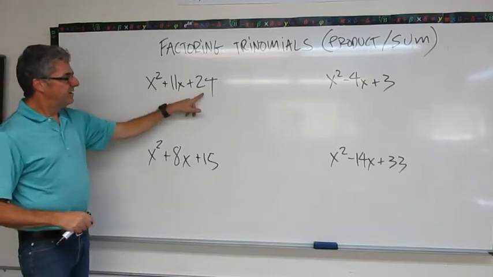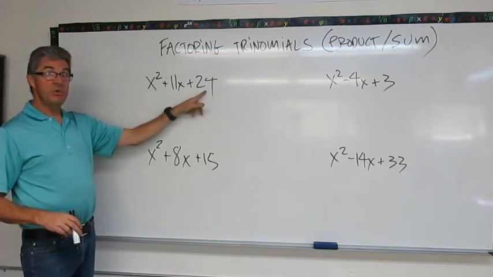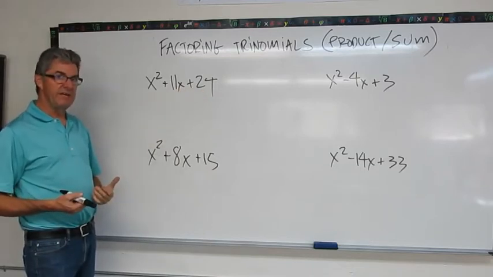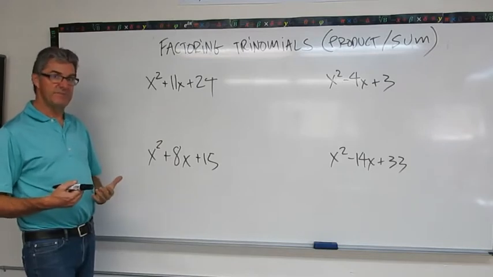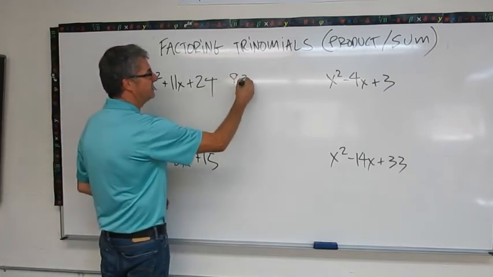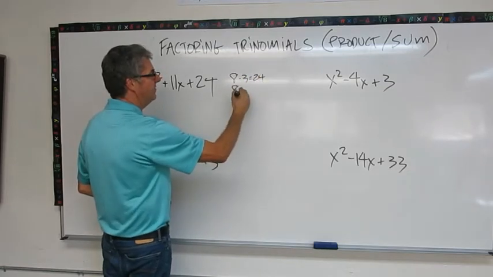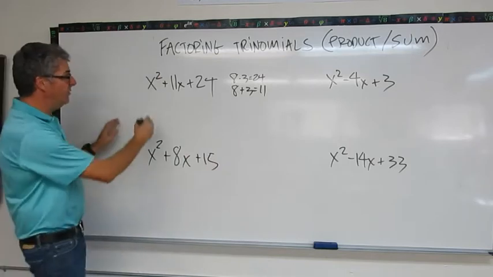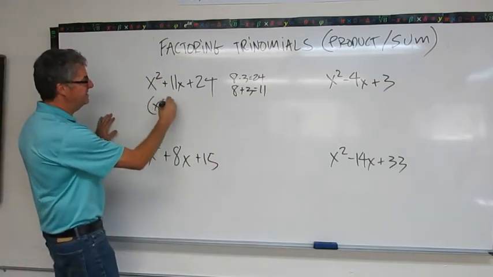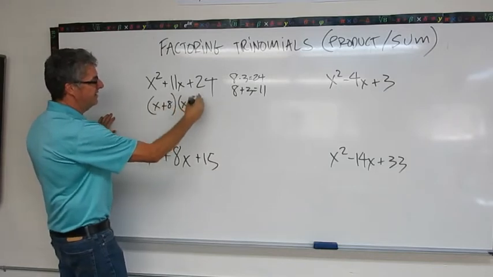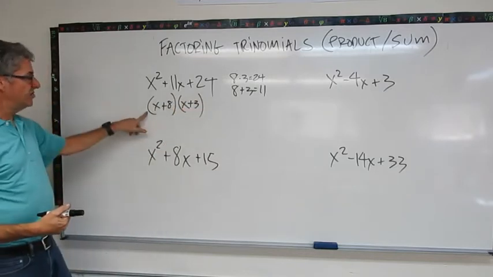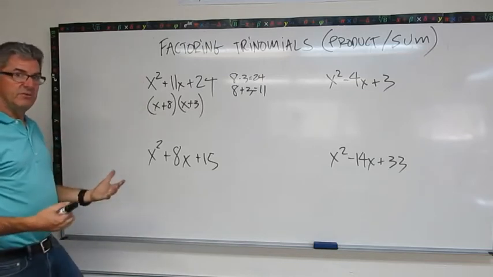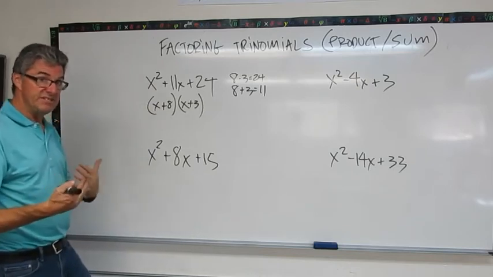Here we are. We need two numbers that multiply to 24 that add up to 11. What might those numbers be? How about 8 times 3? Because 8 times 3 is 24, and 8 plus 3 is 11. That's all we need. So now we just write x plus 8 times x plus 3. And we're done. If you're not sure, you could FOIL that, and if you do that correctly, you'll end up back here. Okay? So maybe this is starting to feel a little bit easier for you.